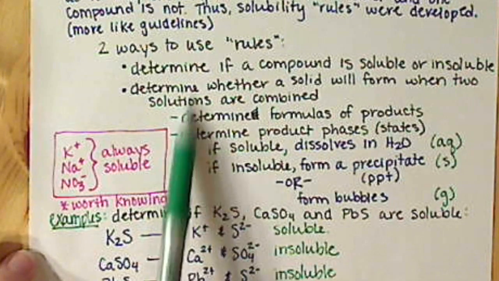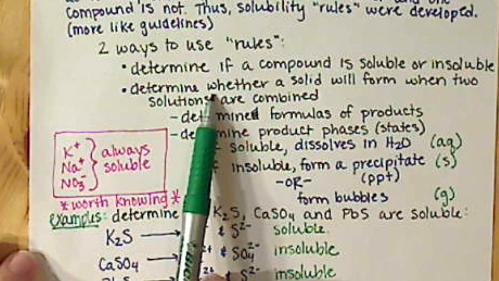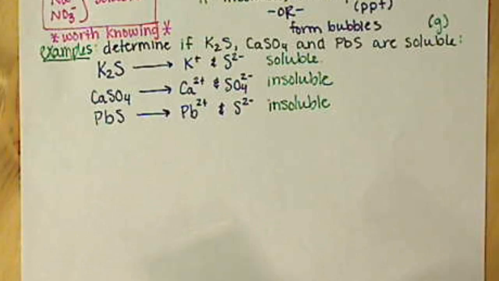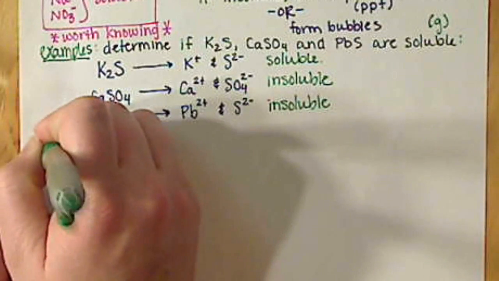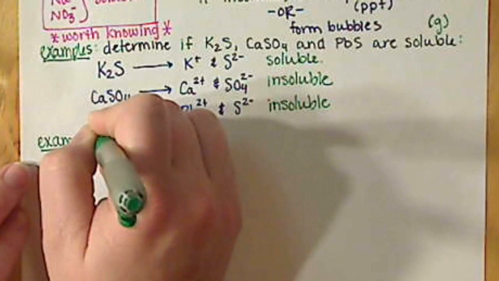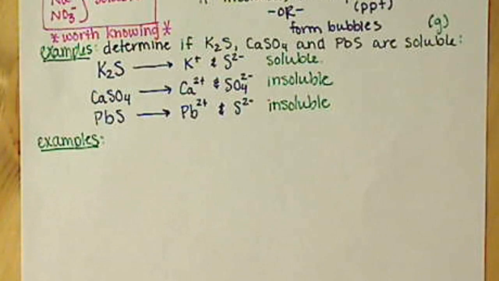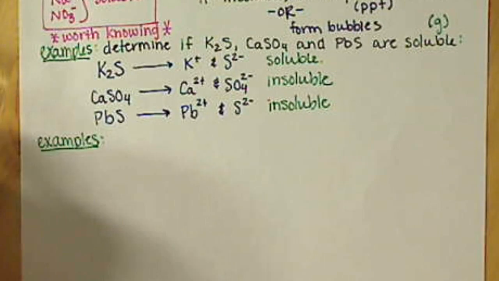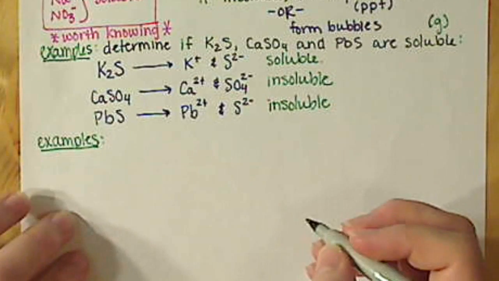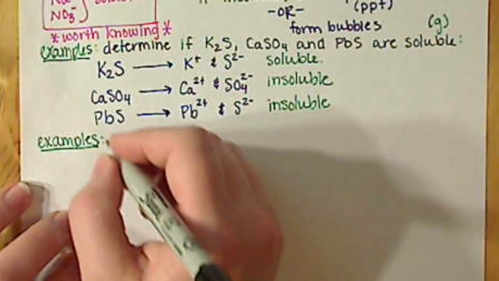Now what I want to do is go through an example of determining whether a solid will form when two solutions are combined. So our second way of using our solubility rules. We're going to predict whether a solid is going to form between lead 2 nitrate and potassium chloride.